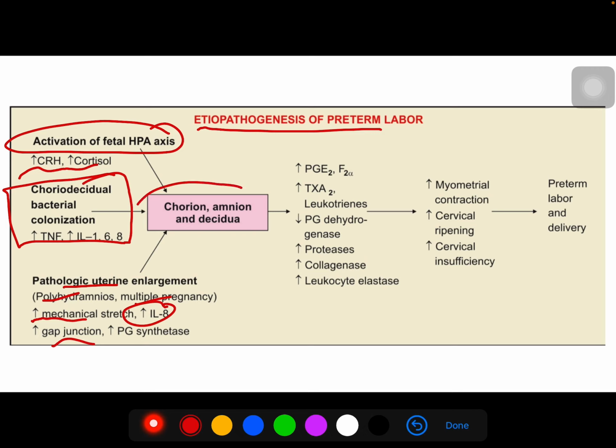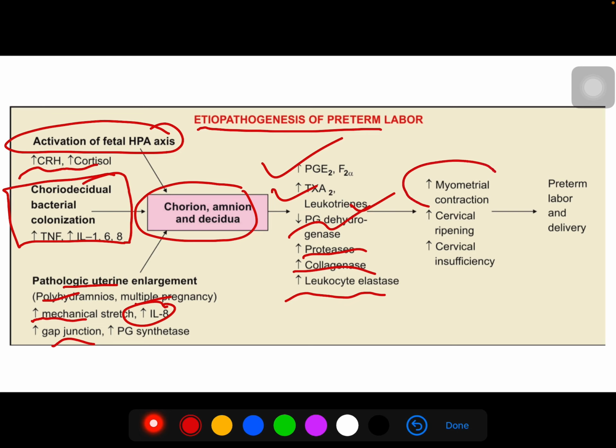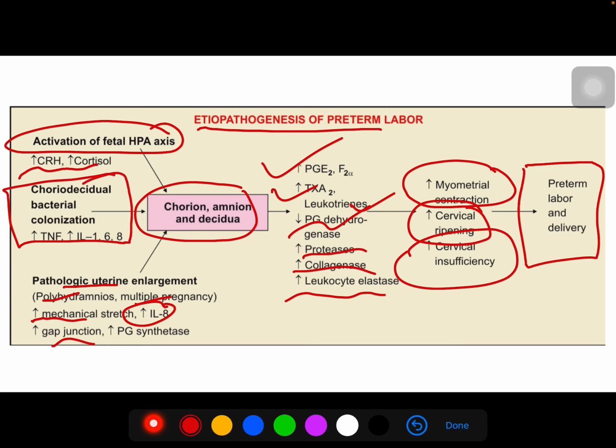So in the chorion, amnion, and decidua, there will be an increase of prostaglandin E2, F2 alpha, thromboxane A2, leukotrienes, prostaglandin dehydrogenase, proteases, collagenase, and leukocyte elastase, so that it contributes to myometrial contraction, increased cervical ripening, and cervical insufficiency, and contributes to preterm labor and delivery.